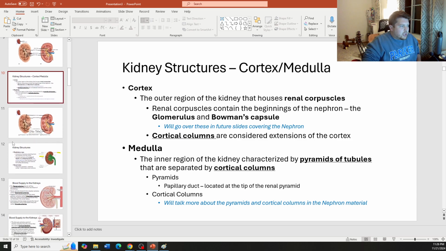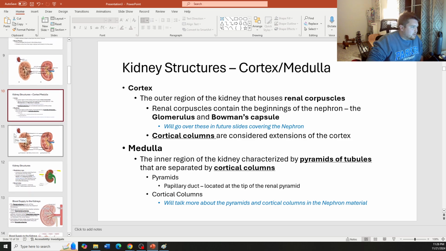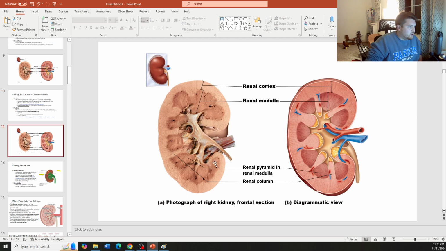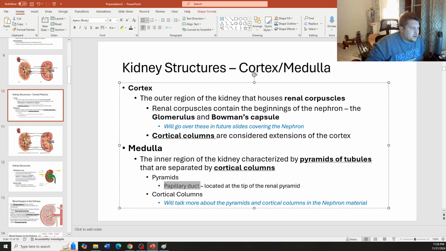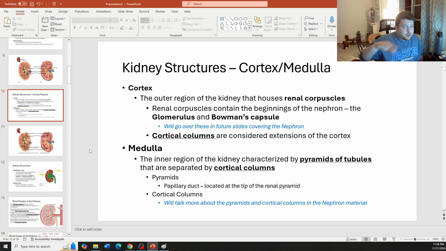Now, the medulla has the pyramids of the tubules, which we'll get into exactly what all of that means more when we talk about the nephrons and stuff. We call these structures right here the medullary pyramids. They have something called a papillary duct. We're going to get to that again in the way distant future towards the end of the PowerPoint. We'll talk about more of what that is.